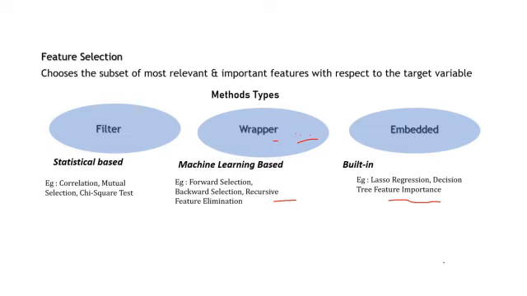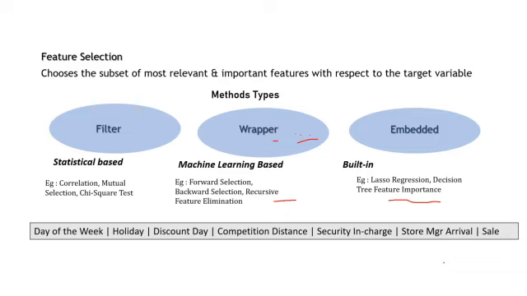Now if I have to give you an example, suppose you are analyzing sales data. This is a part of the sales data of a store, say for example, and your client is giving you a host of information, like the day of the week, if that day was a holiday, if a discount has been offered on that day, how distant is the competitor, like the store selling the same types of product, and then who was the security in charge for the day, and when did the store manager arrive, what was the sale of the day, and so on.